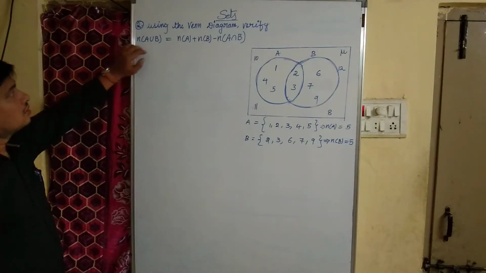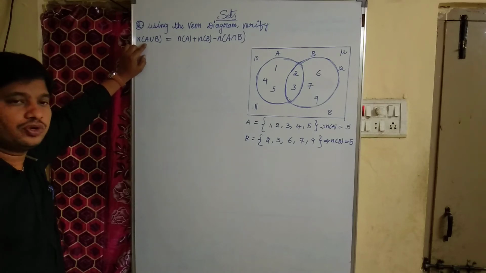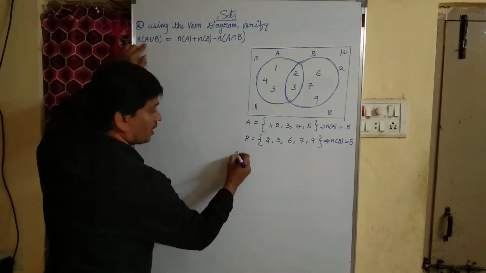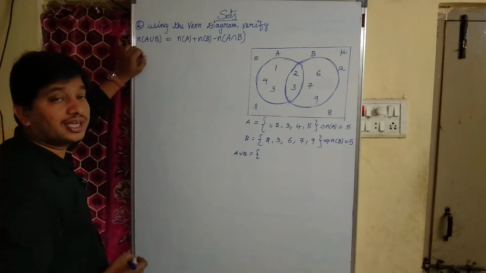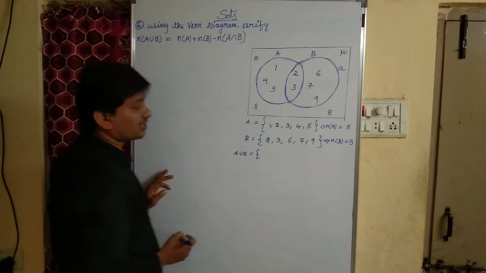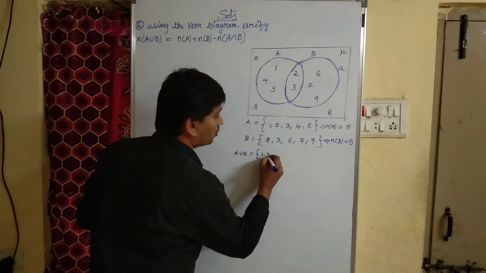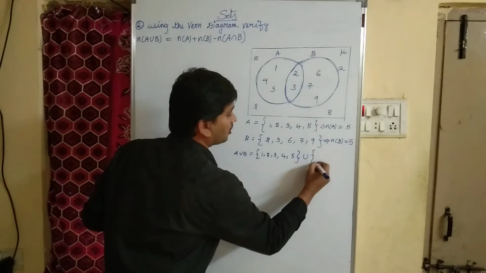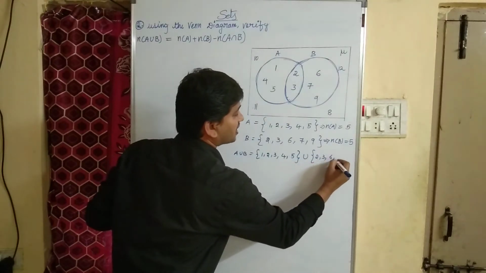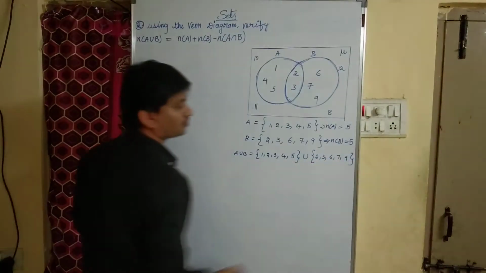Okay. Now let us find A union B. A union B in the sense all the elements which are present in set A and set B. A union B equal to 1, 2, 3, 4, 5 union 2, 3, 6, 7, 9.